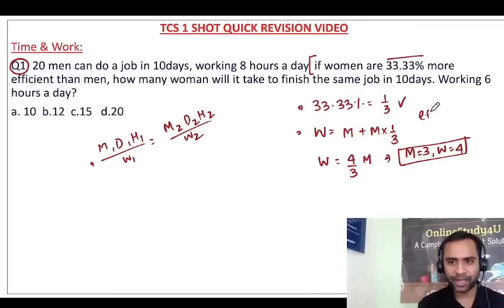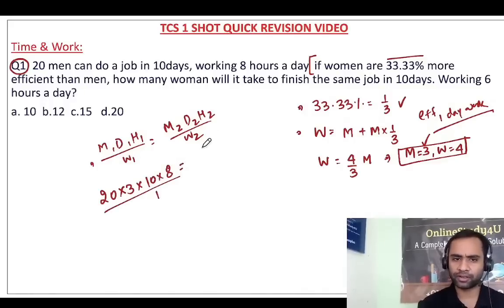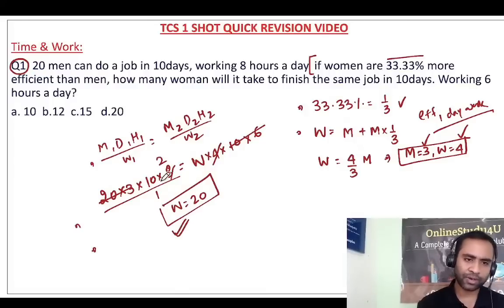The meaning of efficiency, I have told you, is 1 day's work, 1 hour's work, right? Now M1, how many men are there? 20, and one man can complete 3 work in a day. Days, they are taking 10 days. Hours, they are working 8 hours, and they are doing 1 work. Now, how many women will be required? We don't know, we have to calculate. One woman can complete 4 work in a day. Days, 10 days. Hours, 6. This is what you have to solve. So 6, 10, 6, 60 and 60 cancel, 4 and 2. So the women required is 20, right? Then 20, and here option D will be the correct answer.